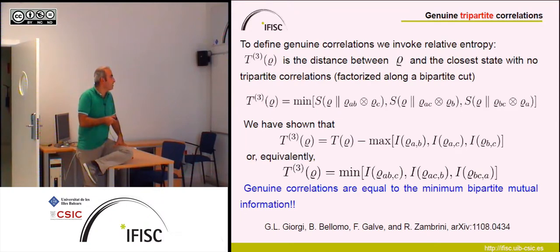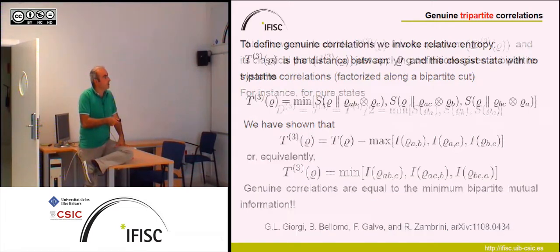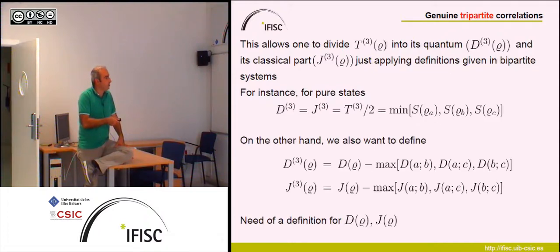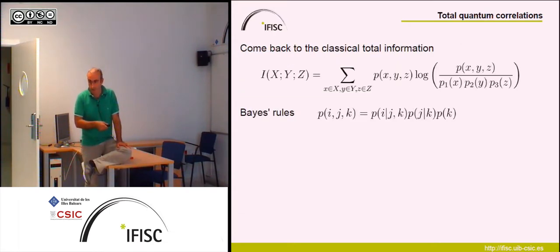On the other hand, since T3 is the difference between the total T and the maximum among the 3 mutual information of the partitions, we also want to find that D3 is equal to the total D minus the maximum between the discord of the 3 subparties, and the same for J. To do it, first of all, we need to define what is the total quantum discord and what is the total classical correlation of the system.